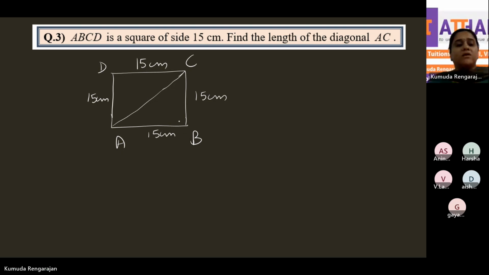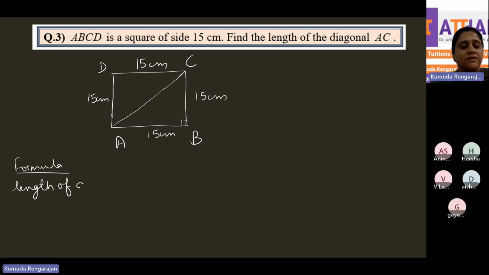Now, do you know the formula to find the length of the diagonal of a square? Suppose you do it using the formula. Length of diagonal of a square.